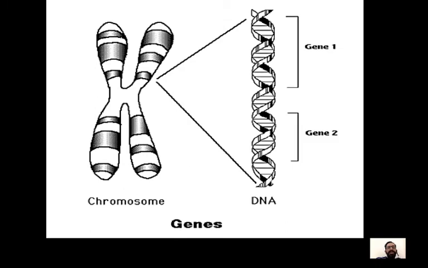Well, how can we differentiate between gene, DNA, or the chromosome? So it's very simple. Basically, the chromosome is a bigger body and it contains the DNA, and that DNA is the combination of different genes.